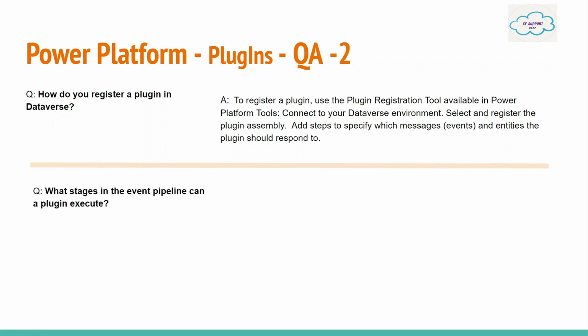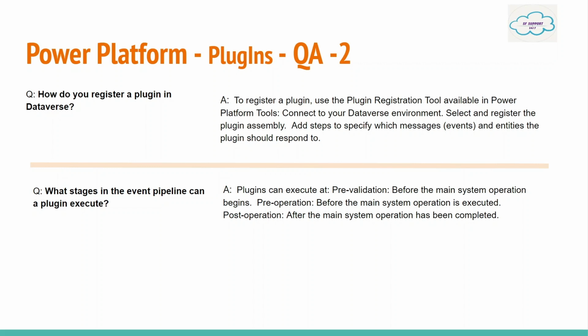Question: what stages in the event pipeline can a plugin execute? A plugin can execute in three stages: pre-validation, pre-operation, and post-operation. Pre-validation is before the main system operation begins. Pre-operation is before the main system operation is executed. Post-operation is after the main system operation has been completed.